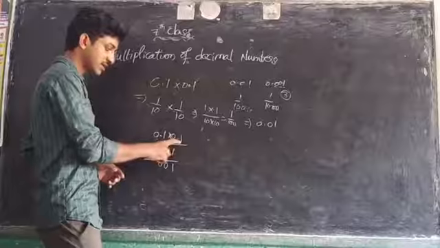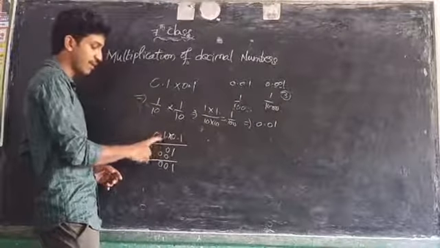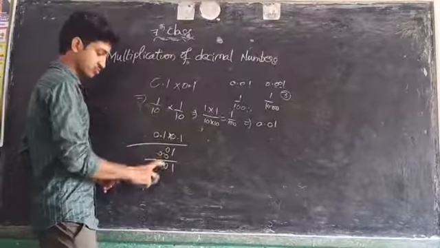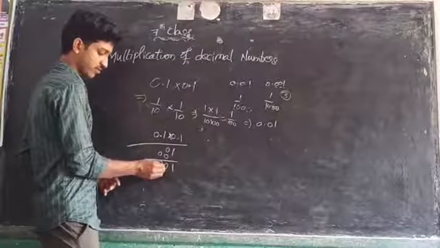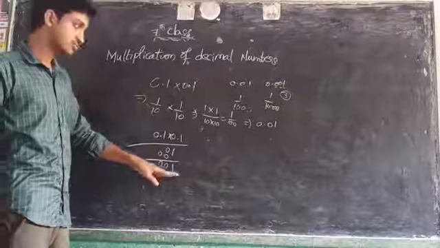How? Here 1 digit and here also 1 digit. After 1 digit here the point, and after 1 digit here. So 1 plus 1 is 2. So after 2 digits, place the point here. Okay children, like that we have to solve.